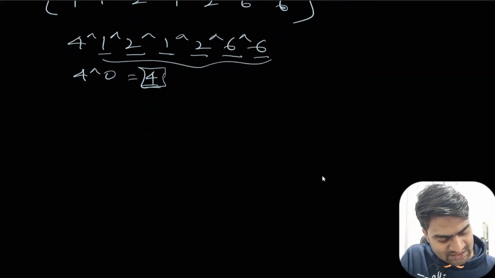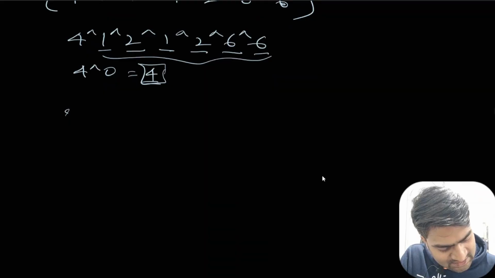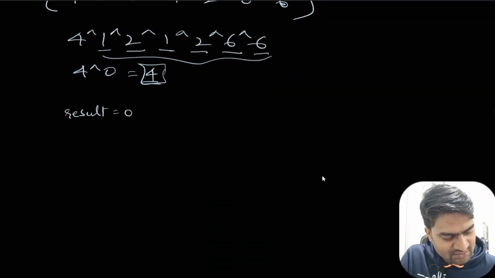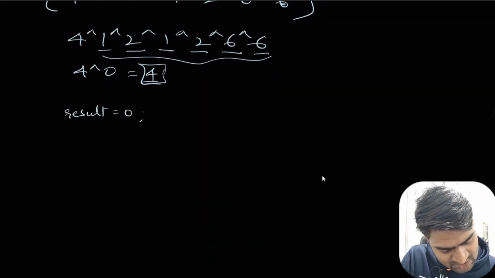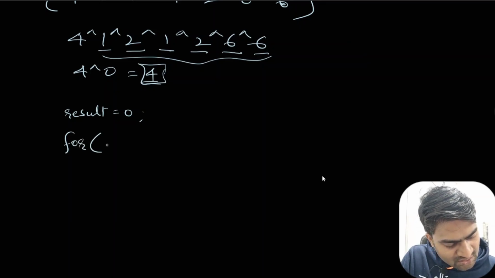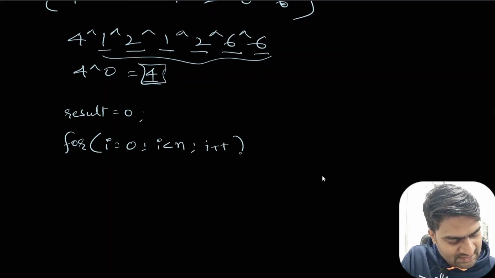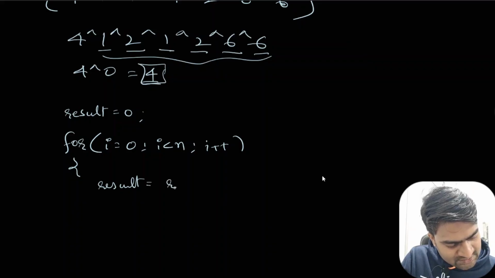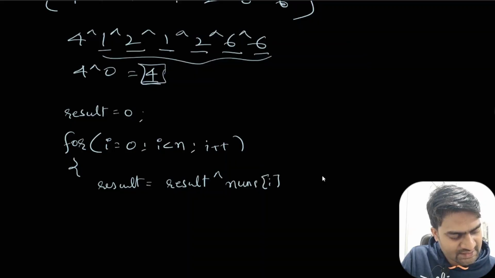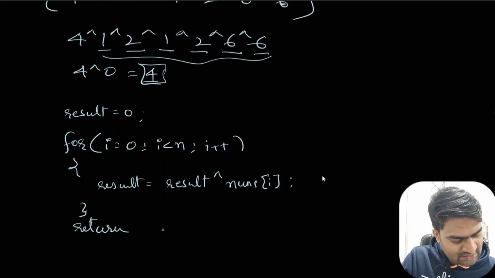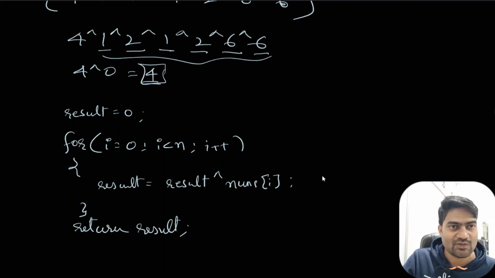So let us try to write the pseudocode for that. Let us say result equal to 0. This is the answer that we are expecting. Then I will do a for loop for i equal to 0, i less than n, i plus plus. Then result equal to result XOR nums of i. Okay, so this way, if you simply return the result, it will give you the intended output.